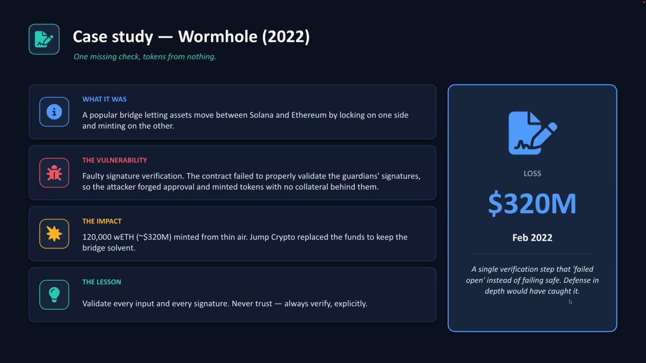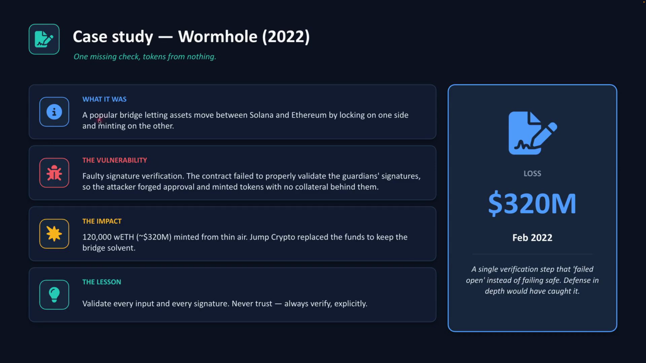At last we have Wormhole, one missing check, tokens from nothing. So there was a verification step that was skipped. A single verification step that failed open instead of failing safe. Defense in depth would have caught it. But that was not the case.